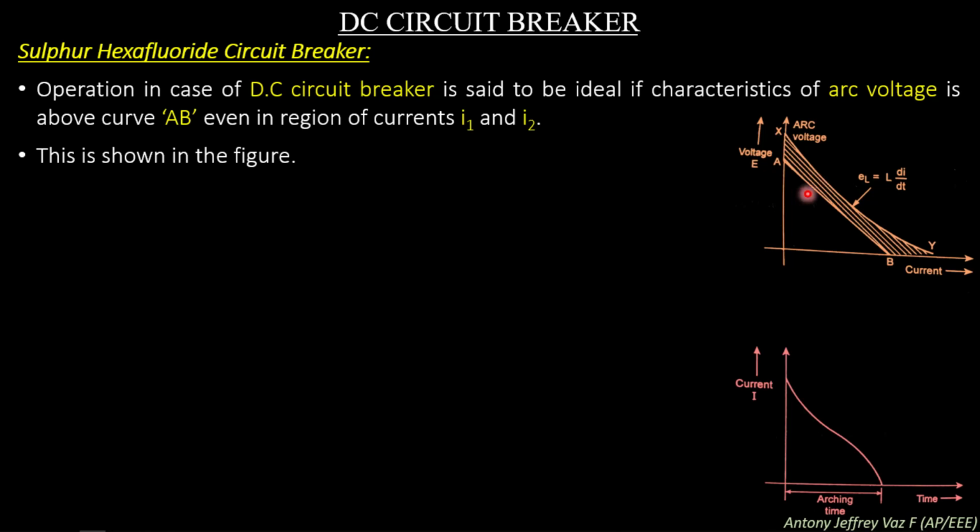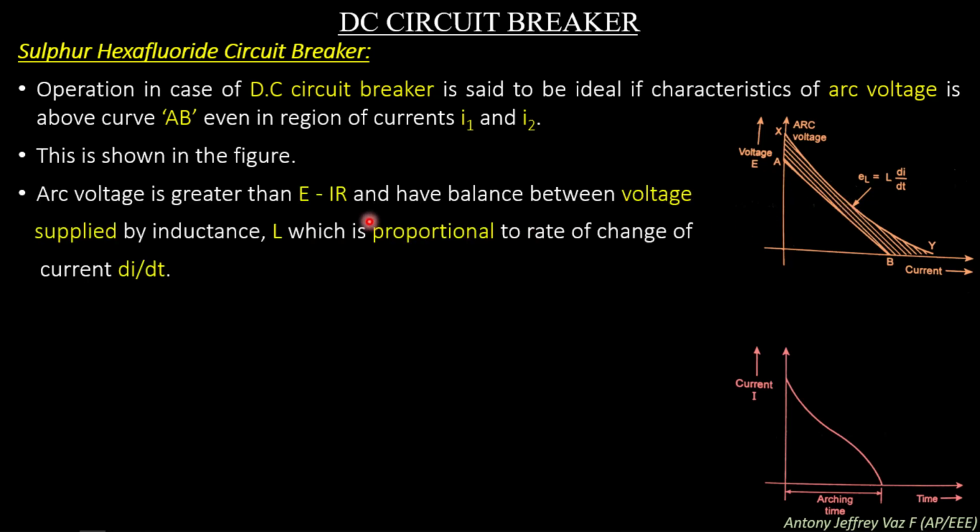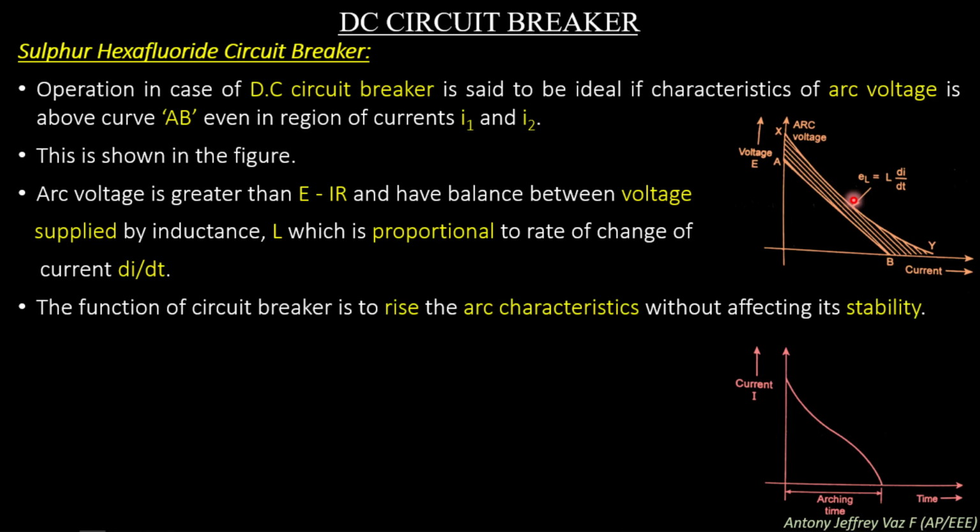When the inductor voltage gets increased and the arc voltage starts to decrease, then the arc can be interrupted. Arc voltage is greater than E minus IR, and hence there is a balance between the voltage supplied by inductance L, which is proportional to the rate of change of current, di by dt. Since the voltage E minus IR has a perfect balance between the system voltage, inductor voltage and the arc voltage, this proportional rate of change of current is represented as di by dt.